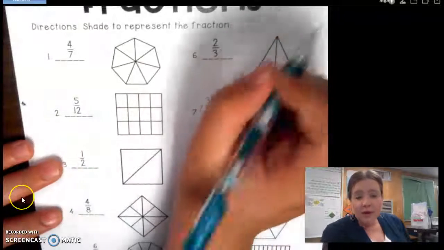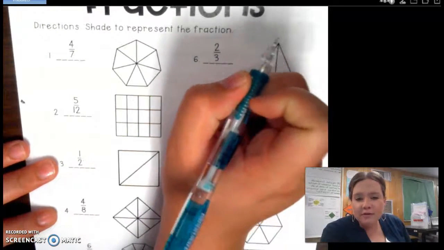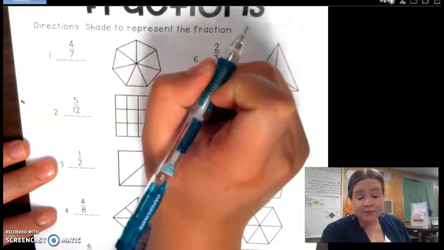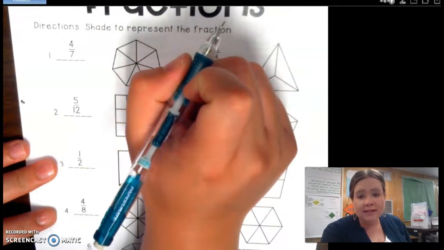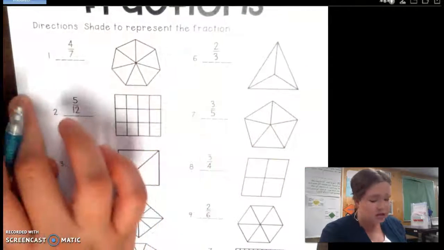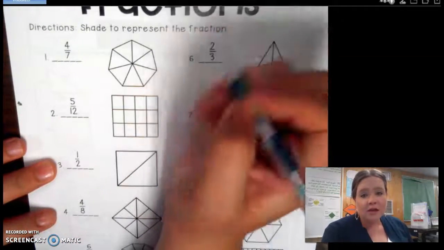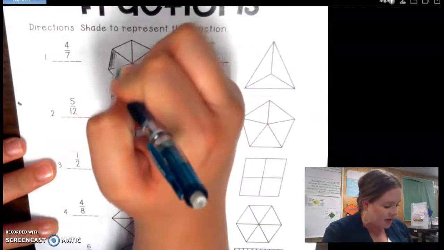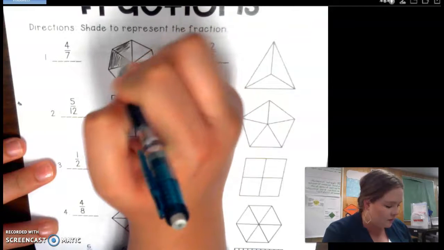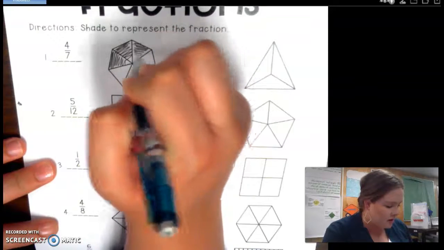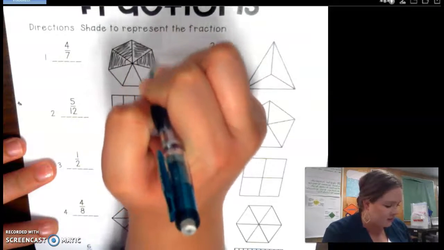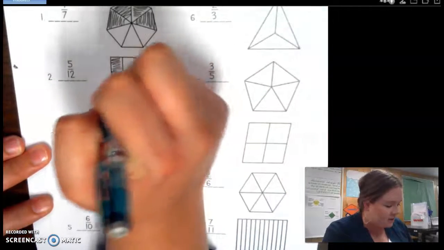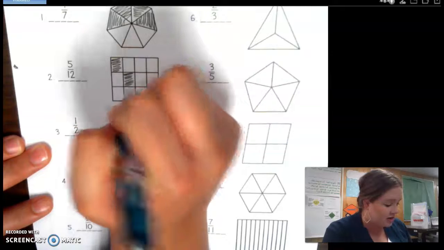All right, third grade, we're going to be continuing with our pizza fraction project, and we're going to be creating fractions by shading them in when it's already giving you the fraction to shade in, okay? So we're going to shade in the represented fraction. All right, 4/7. So I would just shade in 4 of my 7 pieces. All right, 5/12, and it doesn't matter which 5 you shade, okay?